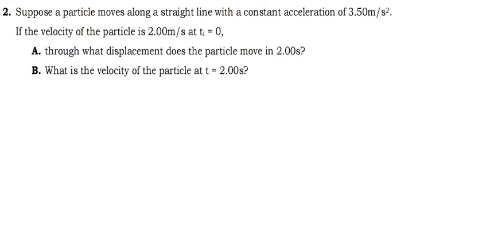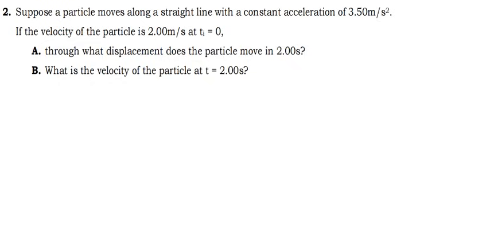Suppose a particle moves along a straight line. Now, you know this question, sometimes you might be confused. Something is moving in a straight line. That is not circular motion. That's what you need to know. Suppose a particle moves along a straight line with a constant acceleration of the same thing.